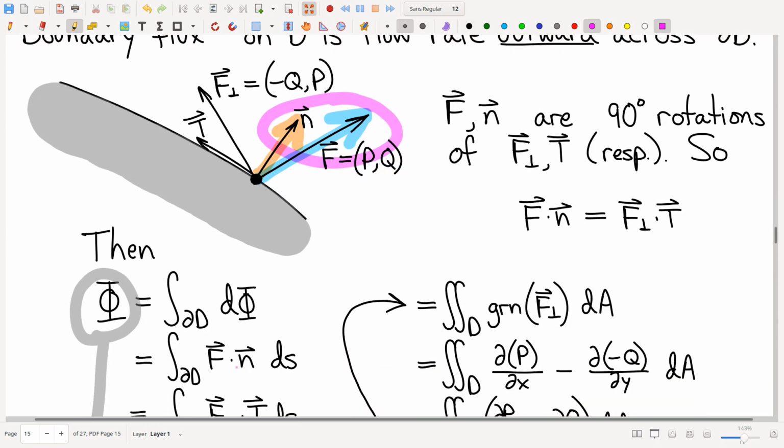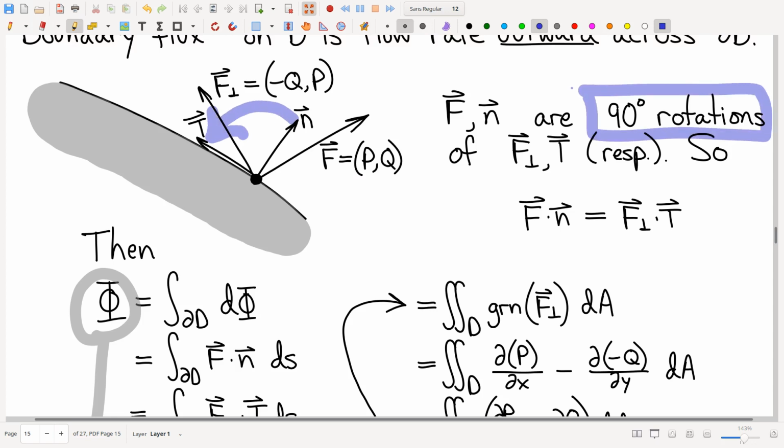So I'm going to make this quick observation, real quick, that if you rotate the normal vector 90 degrees counterclockwise, you get the tangent vector. Right? Parallel is 90 degrees off from perpendicular. Okay. I'm also going to point out that you can rotate the original vector field.